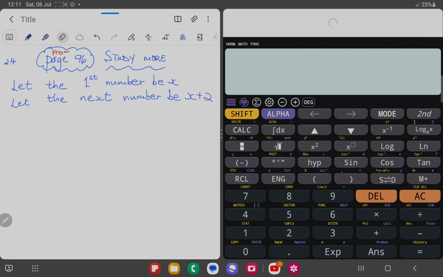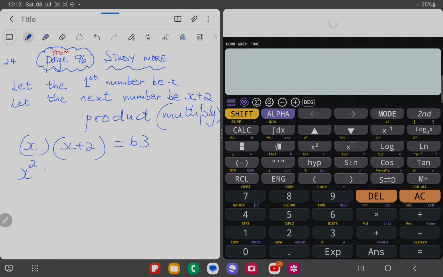That is why, as the first step, you let the first number be x, and then let the next number be x plus 2. The statement says the product of the consecutive numbers. The word product means multiplication. Product means the answer that we get when you multiply. So it means x times (x plus 2). The answer is 63.